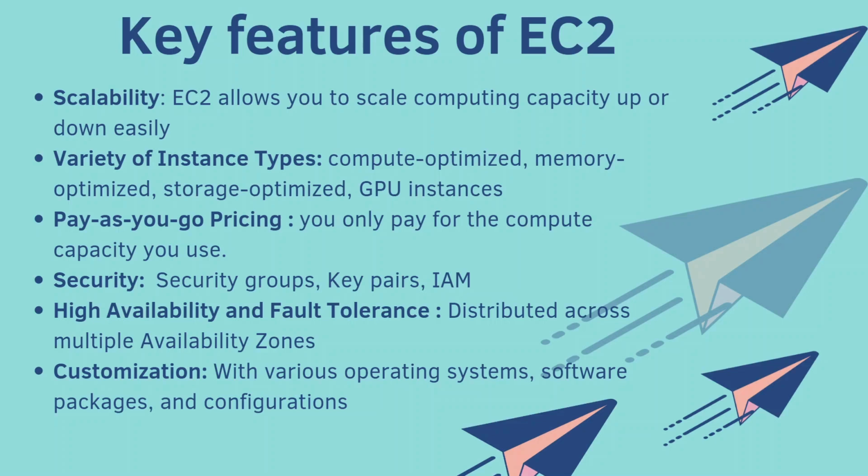Security is a key feature of EC2. Security is ensured with the help of security groups, where we allow or deny ports, so that other machines on the internet or anywhere can or cannot access our EC2 instances. Key pairs are used to access our EC2 instances. IAM is identity and access management, and with IAM roles, security is ensured.